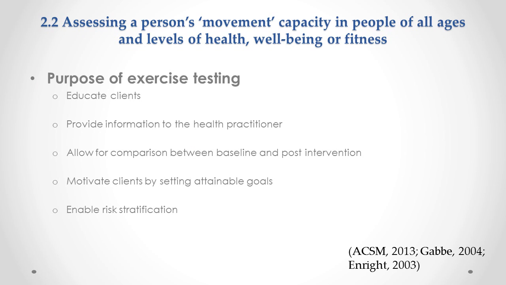The next scope of practice item for an AEP is to assess a person's movement capacity in people of all ages and levels of health, well-being or fitness. Movement capacity is assessed in all the clients I worked with during my work placement. Each client should be assessed for cardiovascular fitness, muscular strength, endurance, and mobility.